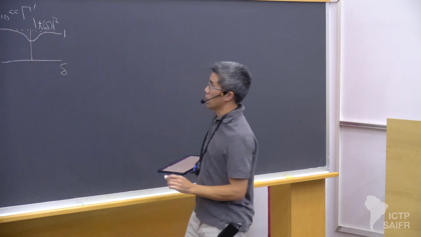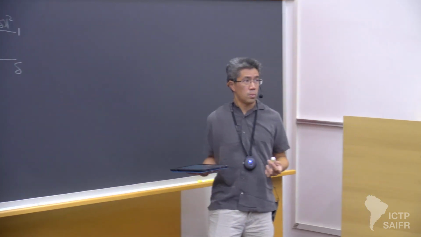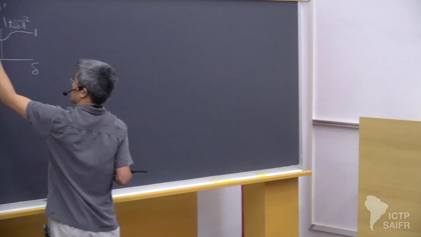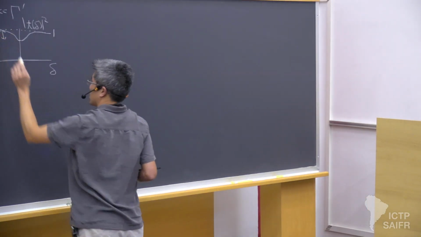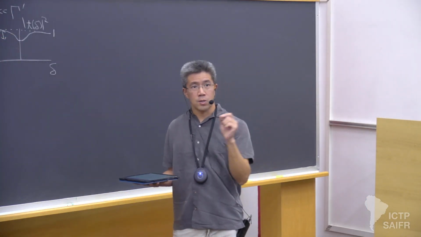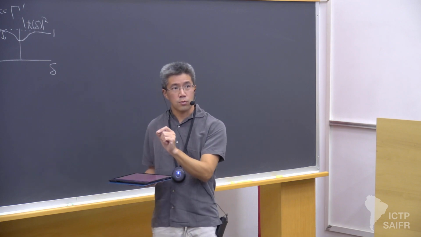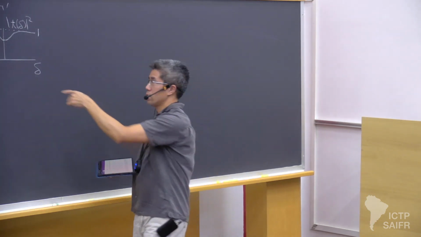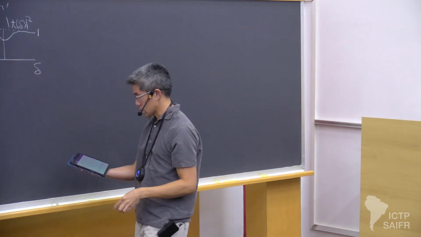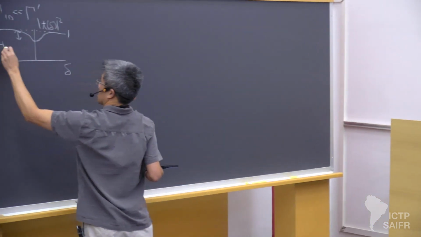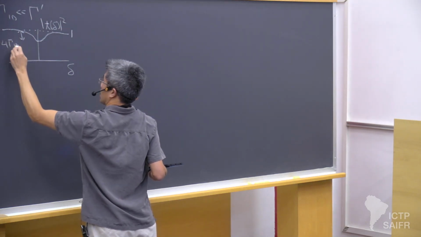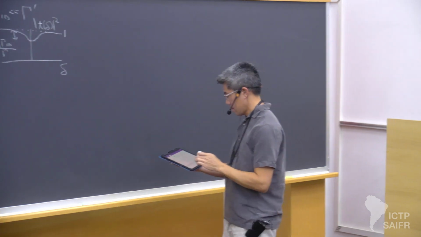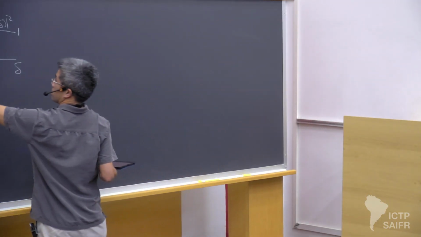If you're far away from resonance, your atom doesn't respond to the field, and your transmission is 1. On resonance, the atom actually attenuates a little bit of light. Physically, it absorbs a photon from your Gaussian beam and rescatters it into other directions, so the transmission in the Gaussian beam is reduced. The amount that it's reduced is approximately 4 gamma 1D over gamma.